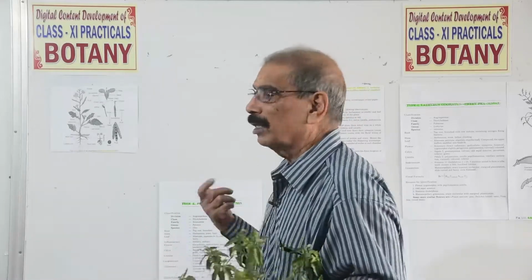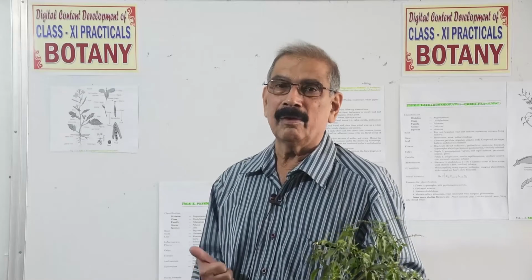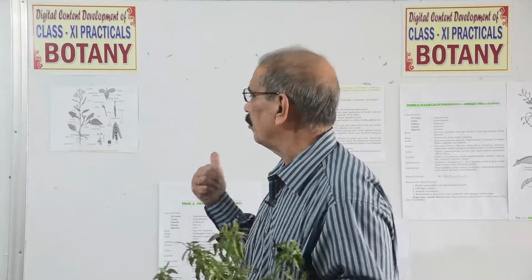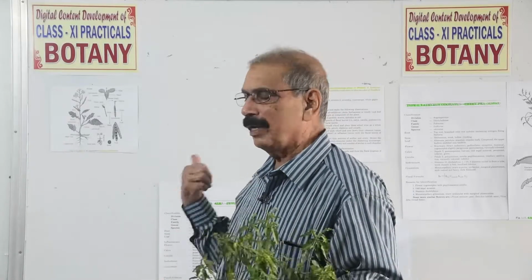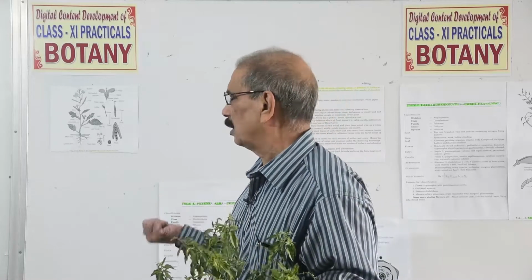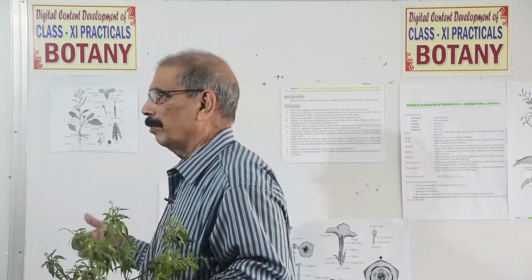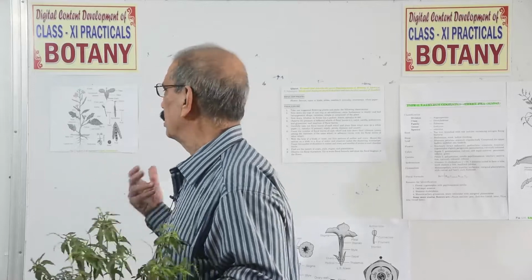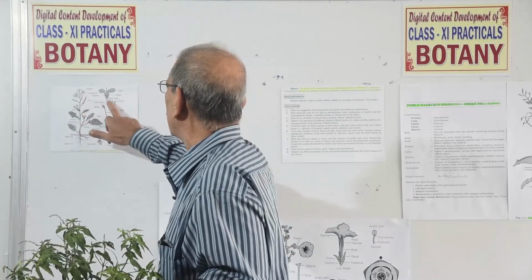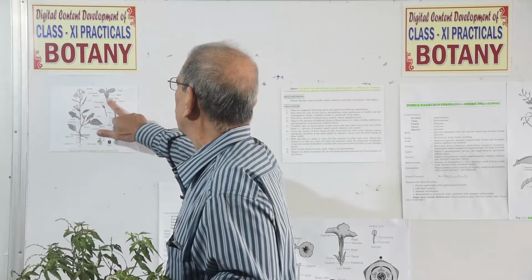A flower is a modified stem of limited growth, and it has a definite function of reproduction. Reproduction in pairs, male and female reproductive units, and that is meant for producing seeds and fruits. So these are the flowers, and flowers are being dissected.